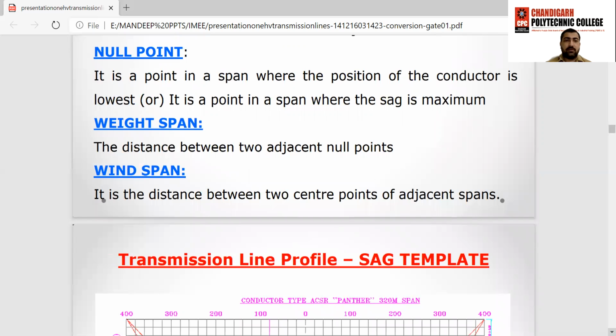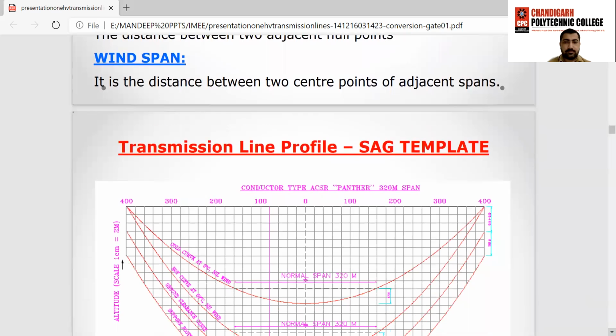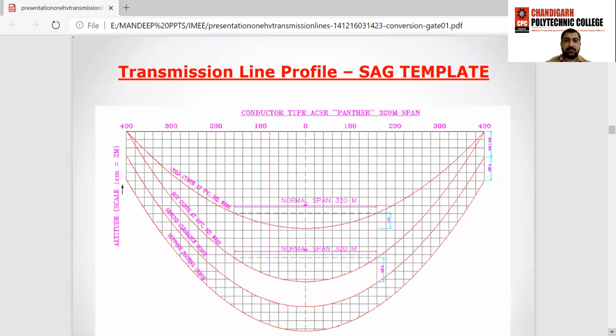And the last is wind span. It is the distance between two center points of adjacent spans. Means the center point of both the adjacent spans. This is the graphical representation for normal span, actual span, and the null points.